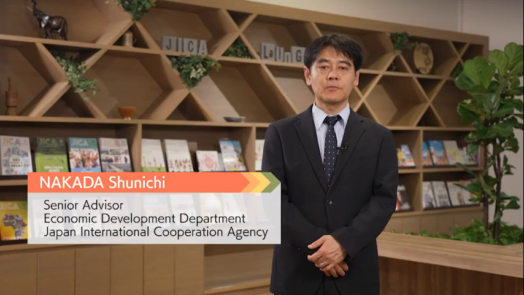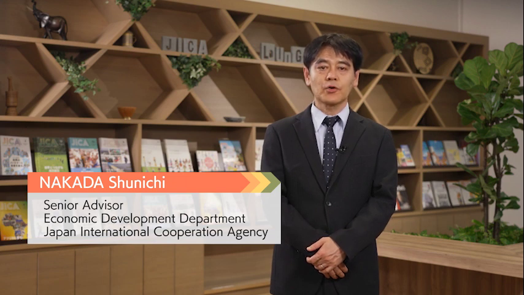I'm JICA Senior Advisor Nakada Shunichi. There was a time when agricultural producers in Japan also faced poverty, but the development of food value chains has greatly improved their situation. JICA has leveraged Japan's experience to assist in food chain development in developing countries. This includes examples of producers whose income doubled in a short time.